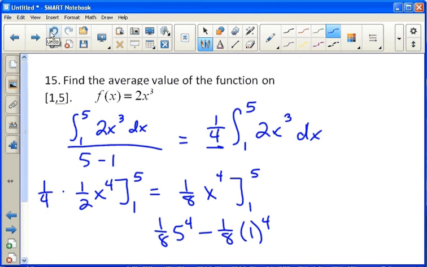We get the number 78. So we get 78 as our average value.